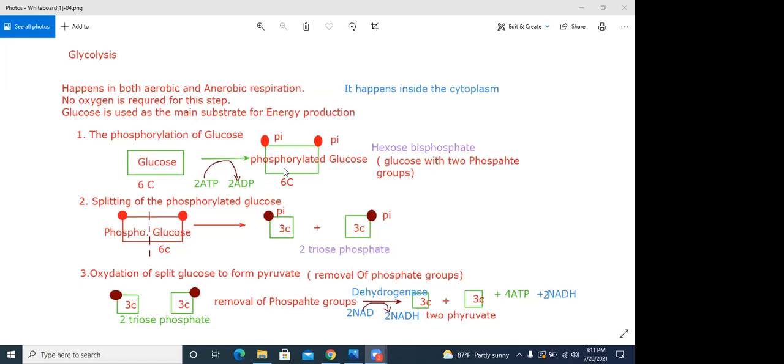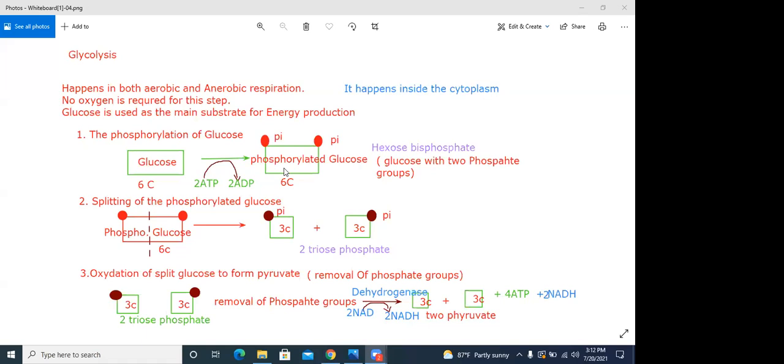Third step, it's oxidation, splitting glucose to pyruvate. It's just removing the phosphate molecules from the triose phosphate. So when we remove those phosphates from those 2 triose phosphate, we can produce 2 pyruvates.